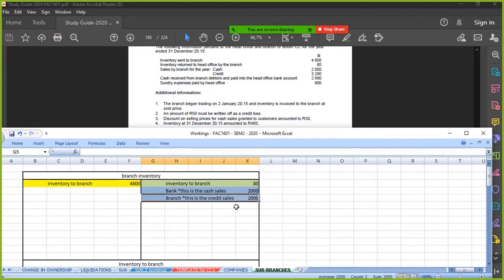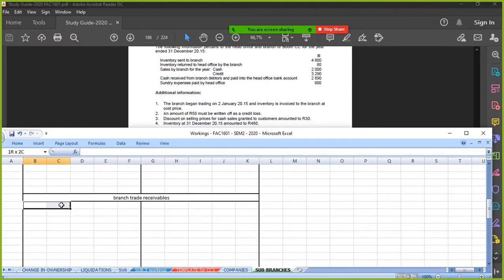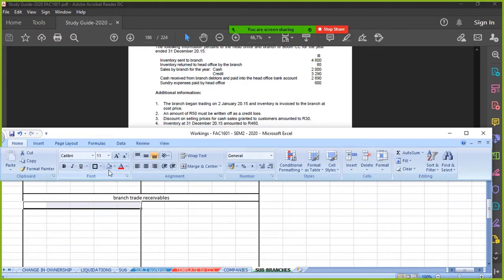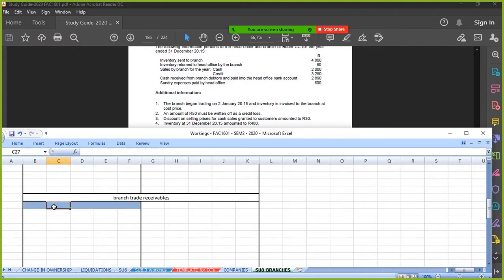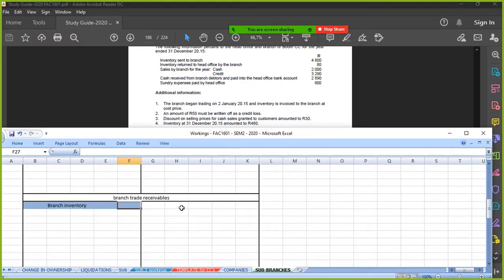Branch inventory is right. What would you debit? Trade receivables. Which one? For the branch or for the head office? Branch. Yes. The branch inventory that is sold needs to be provided for using the branch debtors because those are customers that have to pay you. Does that make sense? Yes. Branch debtors, how much was it? 3290.